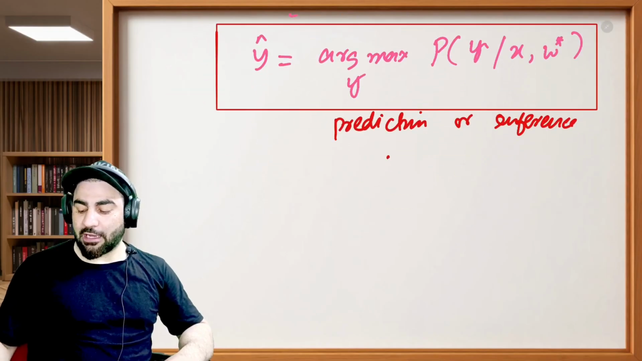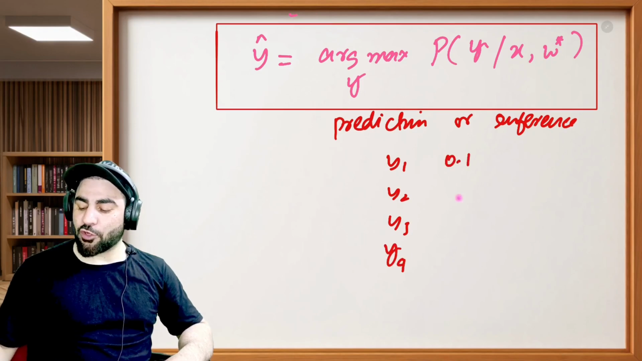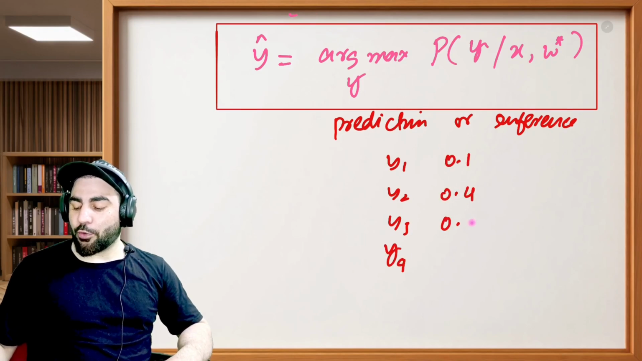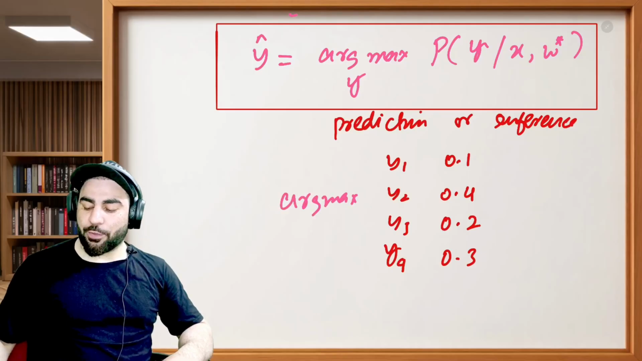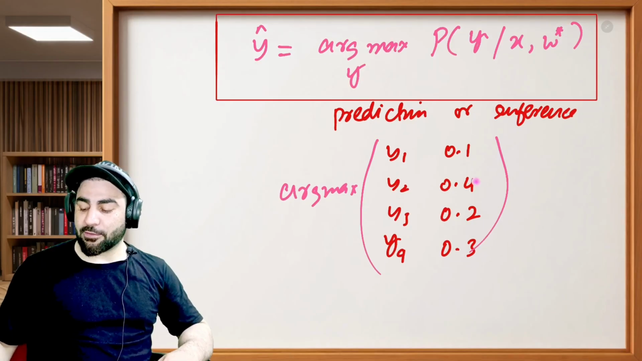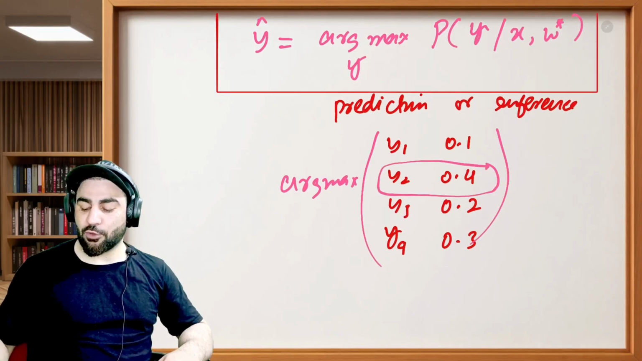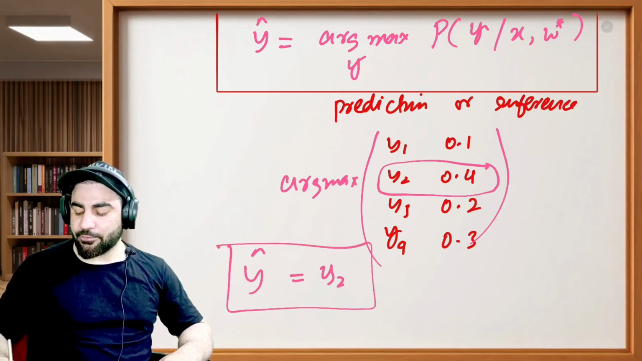As I said, you will have classes, let's suppose y1, y2, y3 and y4, say you have these 4 classes. And now this will give probabilities 0.1, 0.4, 0.1, and suppose this is 0.2 and this is 0.3. Now if you take the argmax of this, argmax is an operator which gives you such a y on which the value is maximum. So for this, y2 value is maximum, so y hat in this case is equal to y2. This is the inference step.